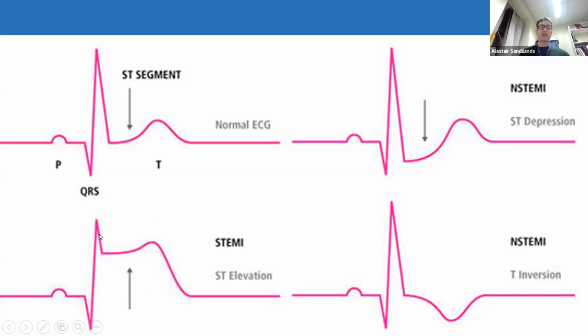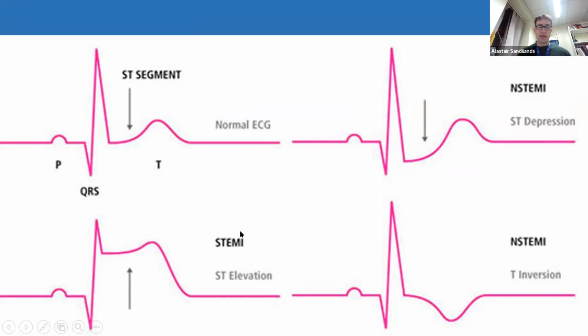Above the isoelectric line, it's ST elevation. And again, remember, it's going to be grouped according to the coronary artery. And with ST elevation, this is the trump issue. This is in charge of everything. So a STEMI overrules a non-STEMI. So you can't have a STEMI and a non-STEMI.